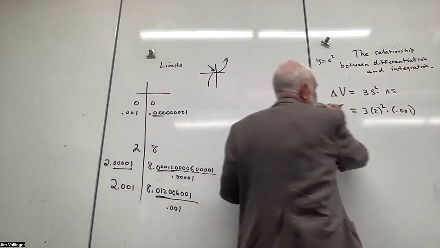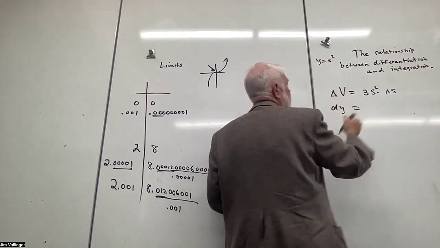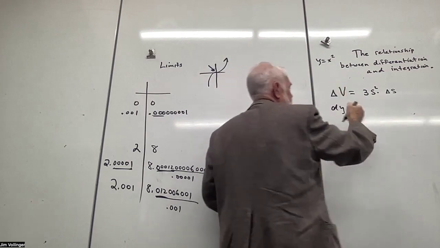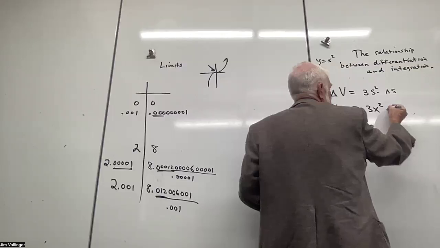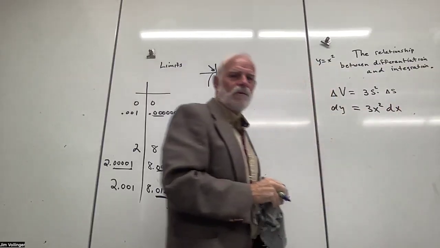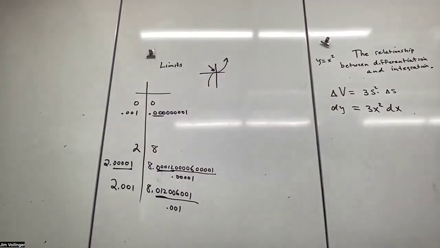And so let's change this now to y's and x's. So dy can be referred to as a little change, a difference in the volumes, equal to 3x squared dx, because we work with x's and y's for the most part in mathematics. So let's bring this down a little.